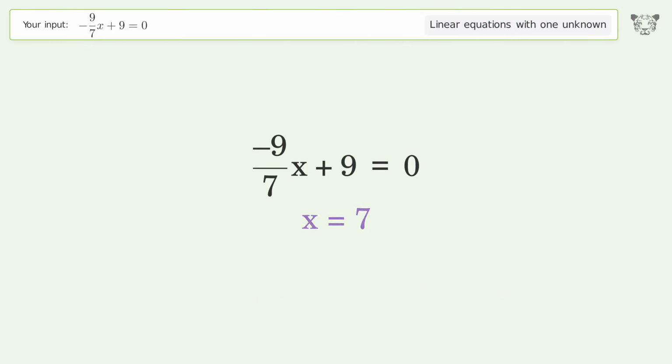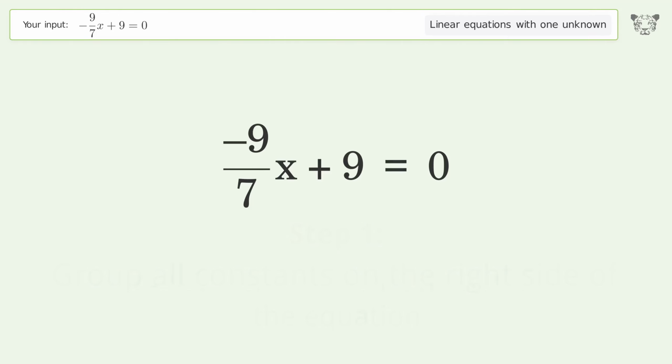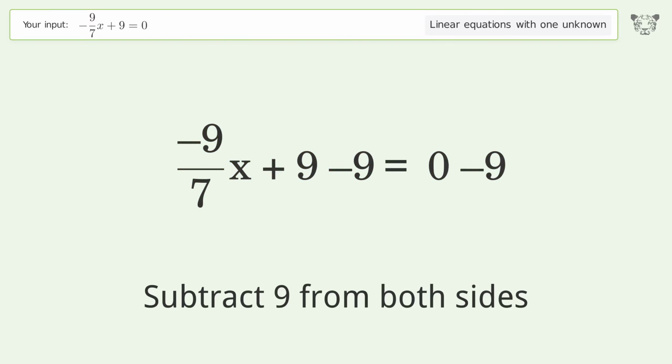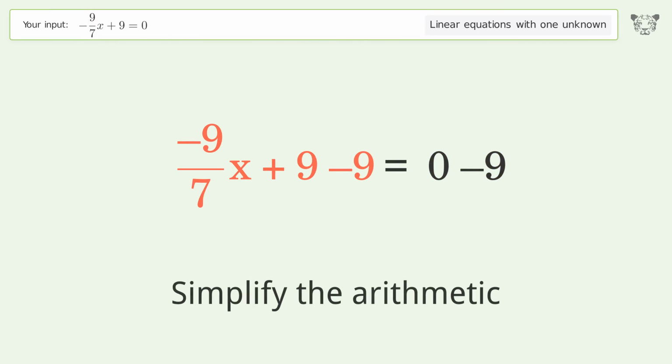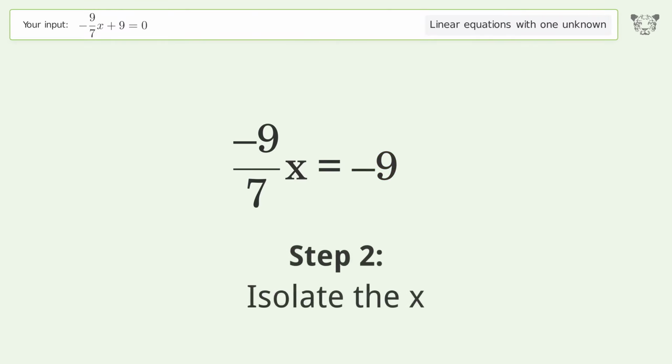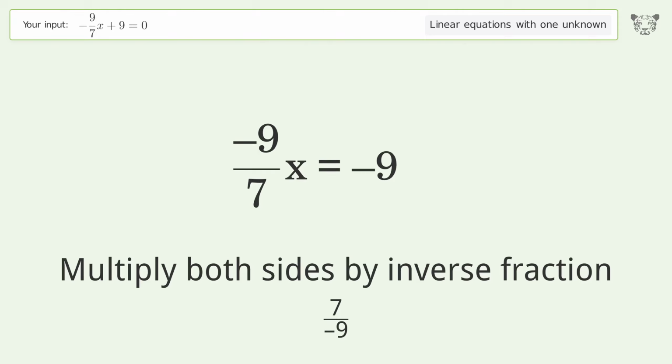Group all constants on the right side of the equation. Subtract 9 from both sides. Simplify the arithmetic. Isolate the x. Multiply both sides by inverse fraction 7 over negative 9.